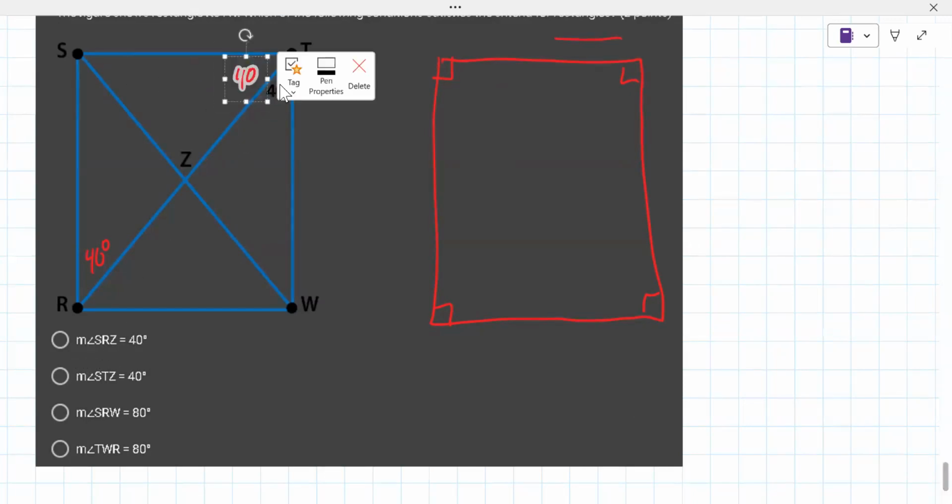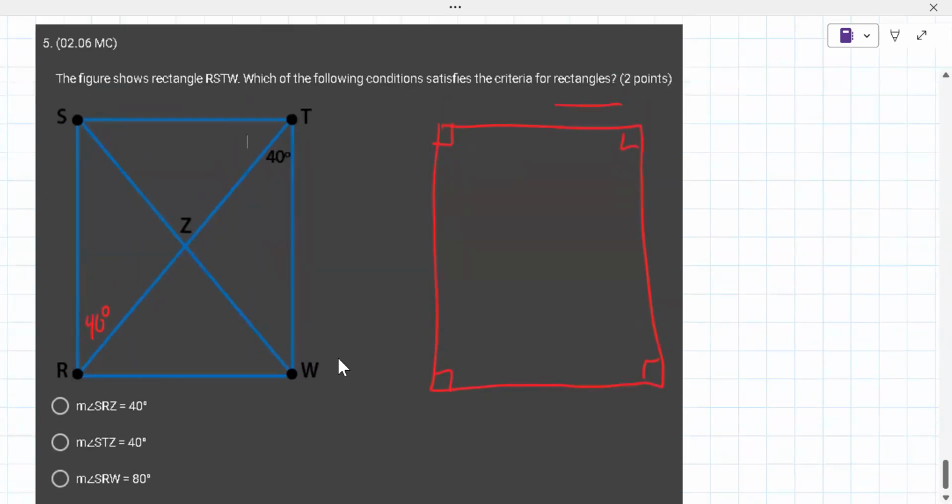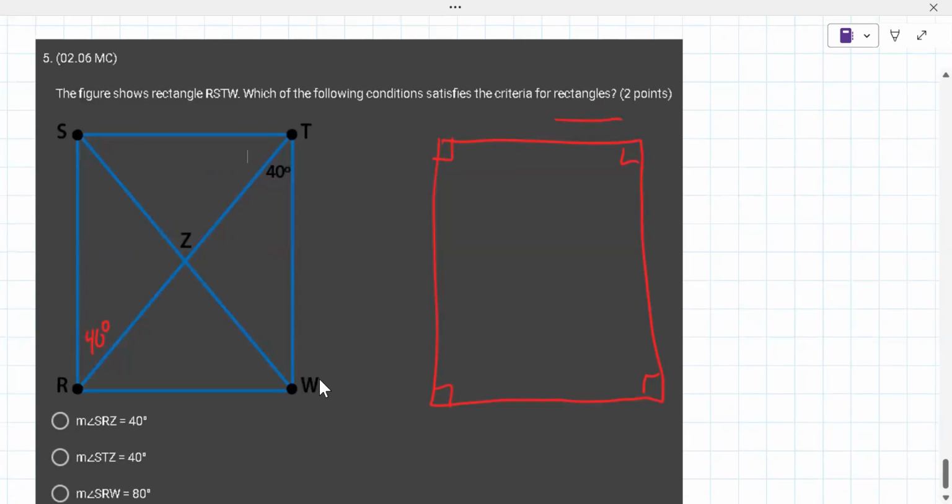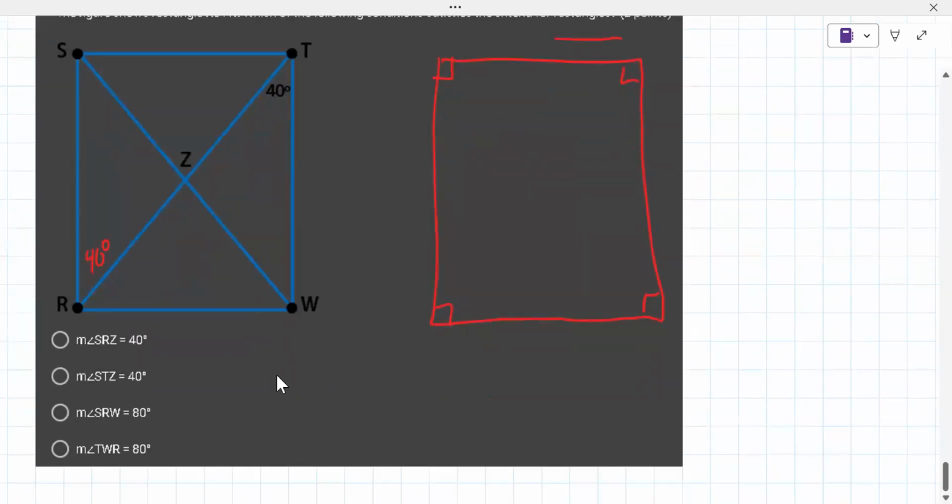Because what this first one is saying is that S to R to Z, the angle right here, is 40. All that's saying is that these are parallel. I don't think that's a sufficient condition, but maybe it's a necessary one. What I was expecting is them to say the angle's 90, or the other angle 50, so that you knew it added up to 90, but they're not saying that. So I guess I would go with letter A.